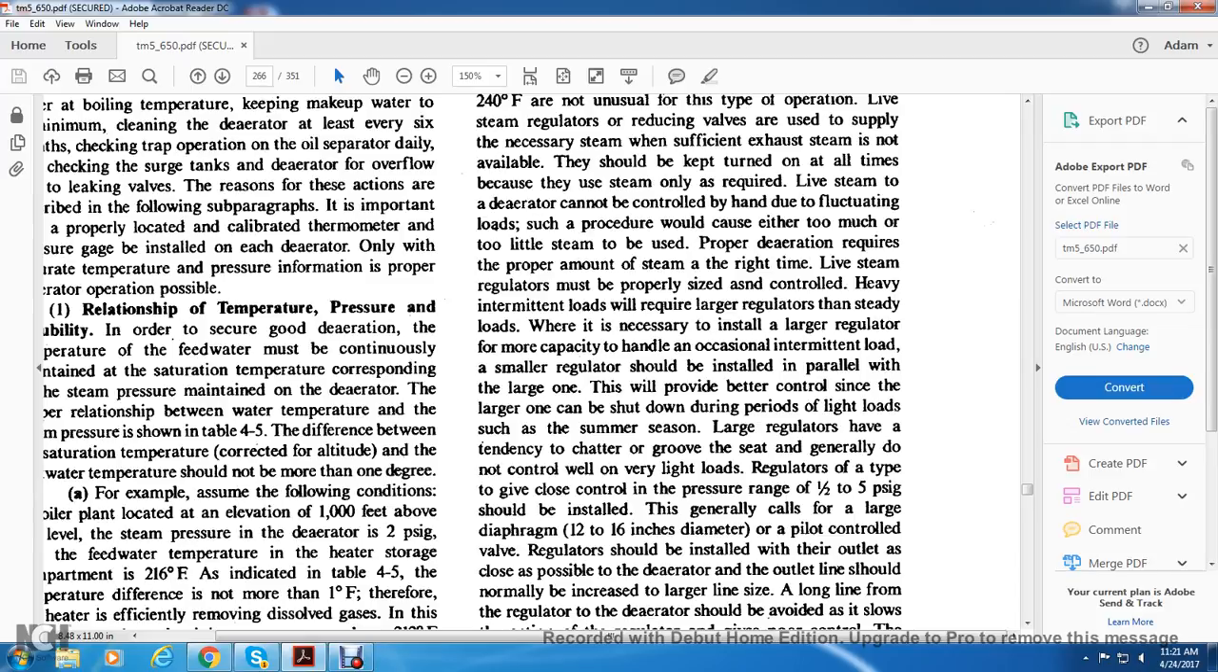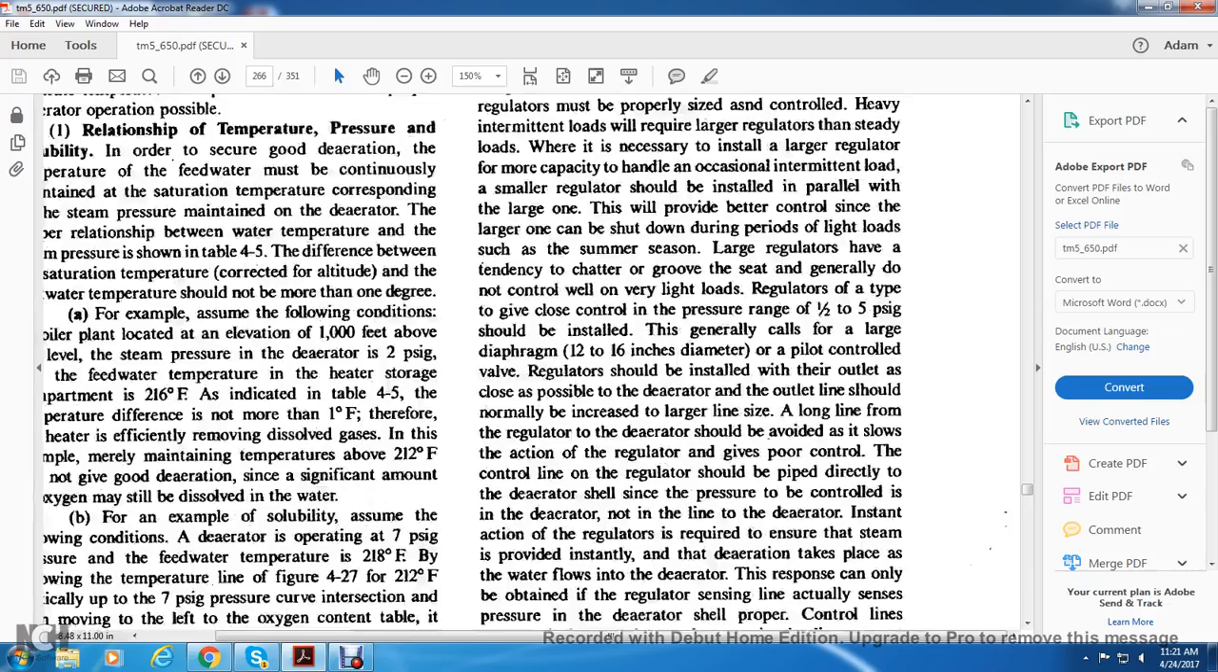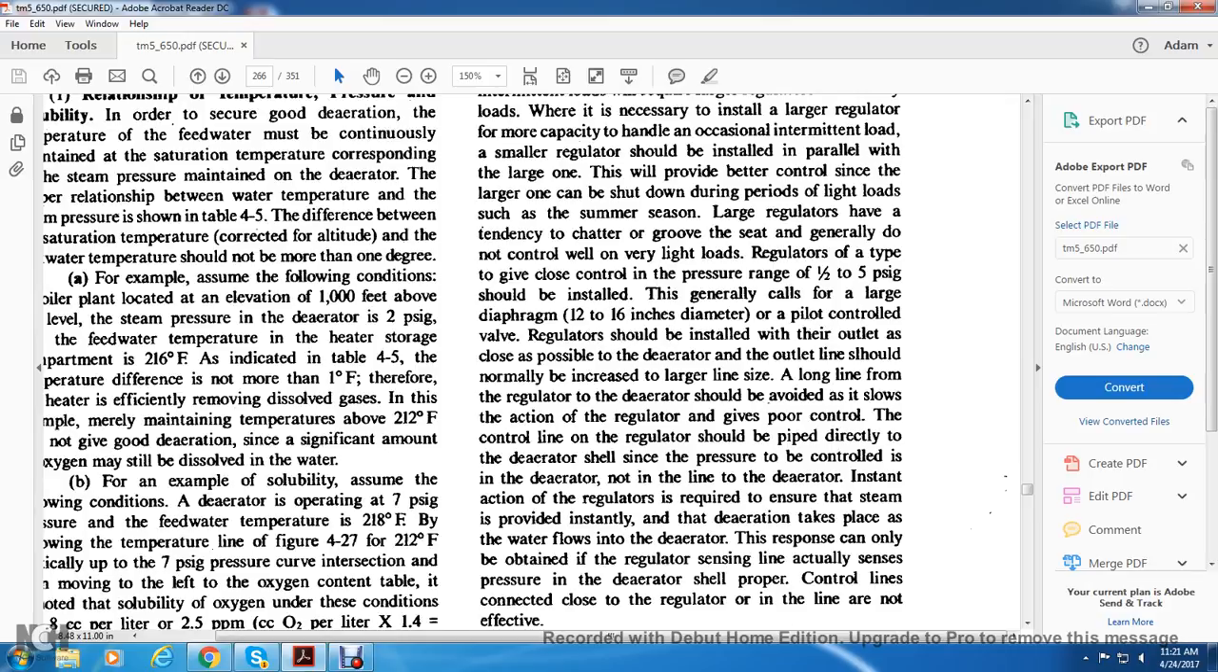Regulators should be selected to give a close control pressure range of 1.5 to 5 psi, and a gauge should be installed. The general rule calls for a large diaphragm of 12 to 16 inches in diameter on the pilot control valve. The regulator should be installed with its outlet as close as possible to the deaerator, and the outlet lines should normally be increased to a large line size. Long lines from the regulator to the deaerator should be avoided, as the slow reaction of the regulator gives poor control. The control line of the regulator should be piped directly to the deaerator shell.